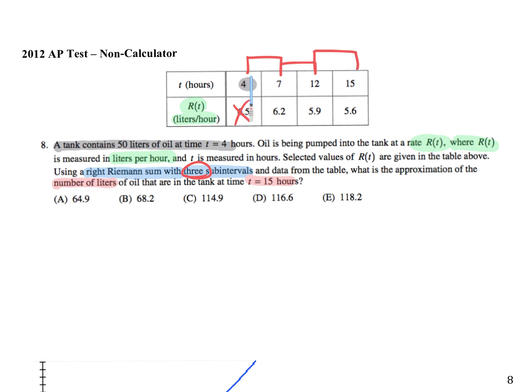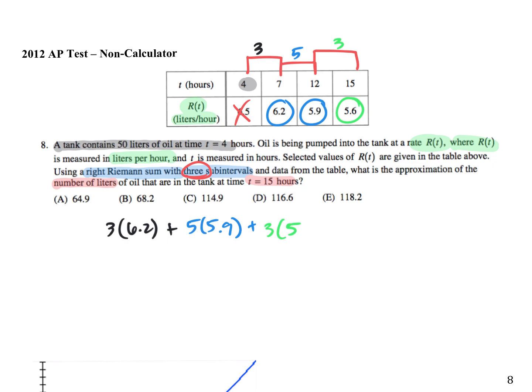The base of my first rectangle is 3. What's the right height? You know it. What's my next rectangle have a base of 5 and a height of? And my last one has a base of and a height of? 5.6. Beautiful. This one's multiple choice. Go get a chart.